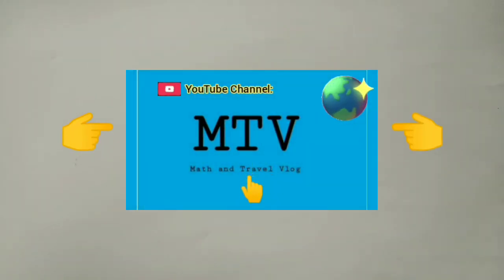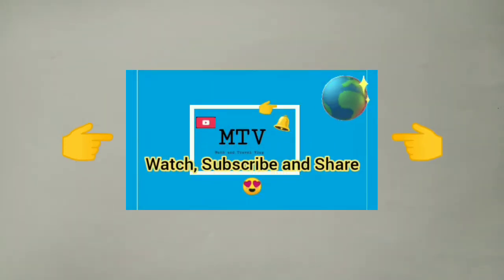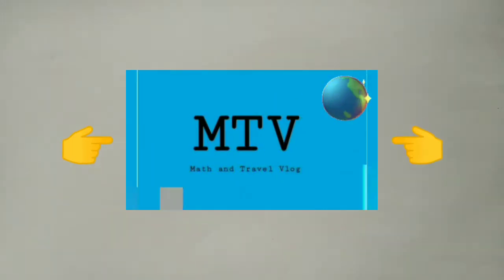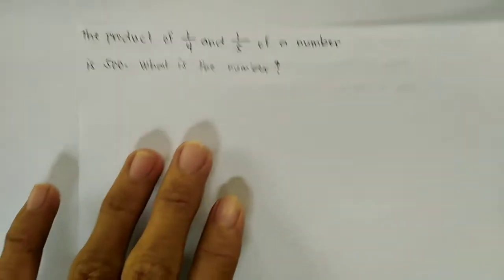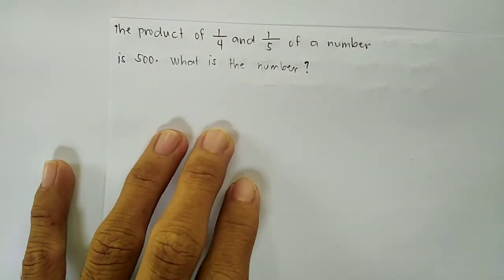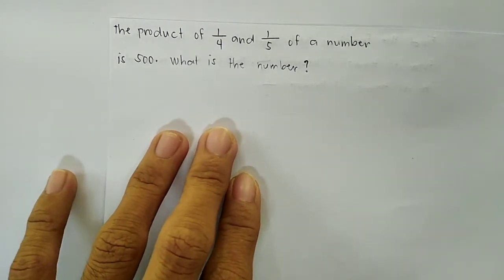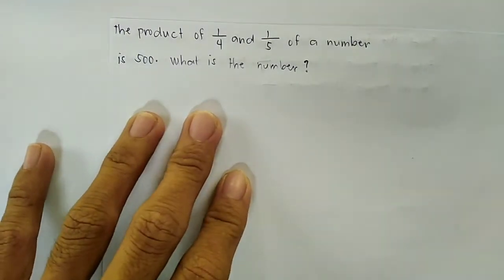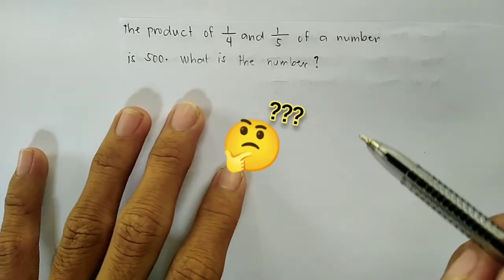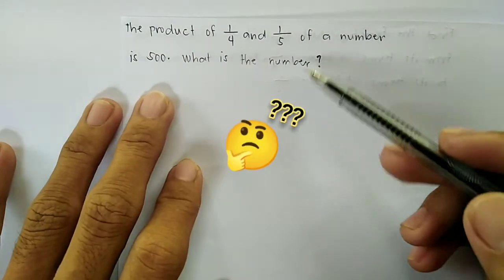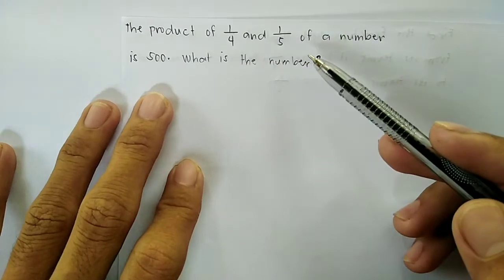So in this video, we're going to have the continuation on how to solve number problems. I have here examples to be solved in this video. The first example, let me read it: the product of 1/4 and 1/5 of a number is 500. What is the number?